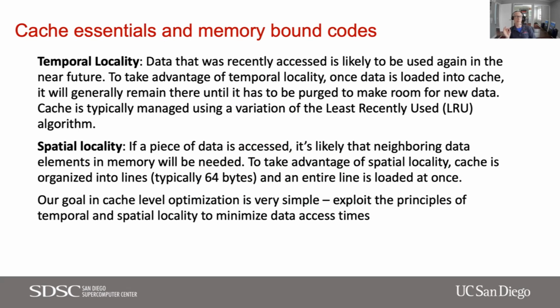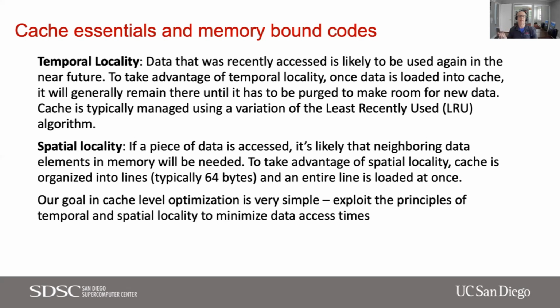In order to get good performance out of our code, particularly memory-bound codes, we need to take advantage of two cache essentials. Now, if you're a computer scientist and you take your hardware class, you are going to go very, very deep into cache. You'll learn about cache architectures and replacement strategies and so on. But for application developers, you really just need to know these two things. There's temporal locality, which we try to exploit, and that means that data that was recently accessed is likely to be used again in the near future.